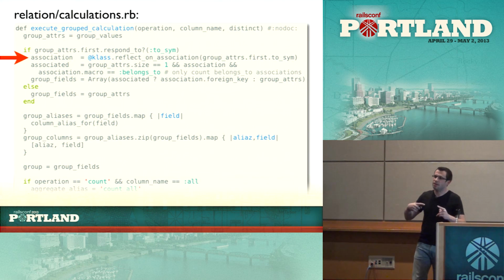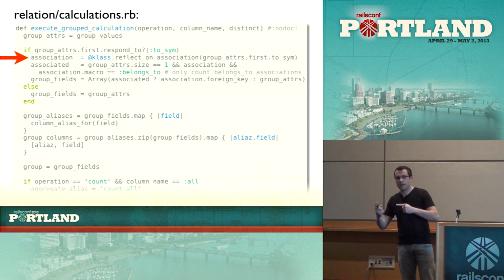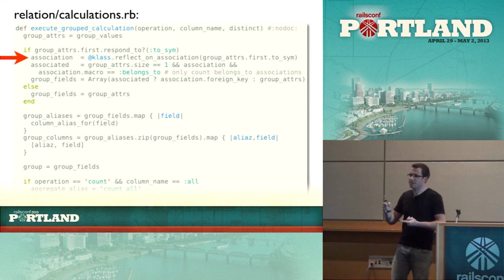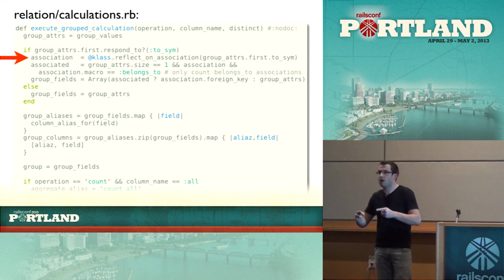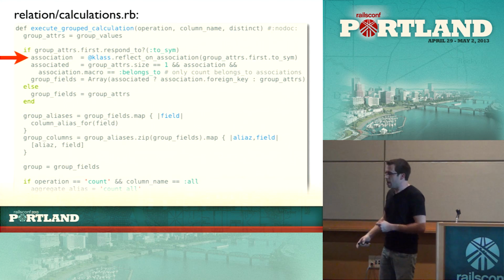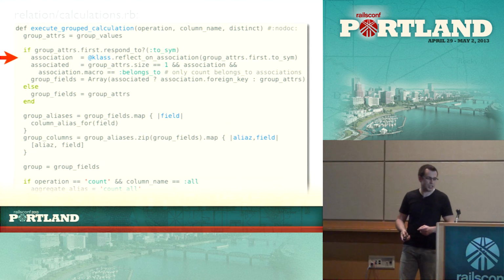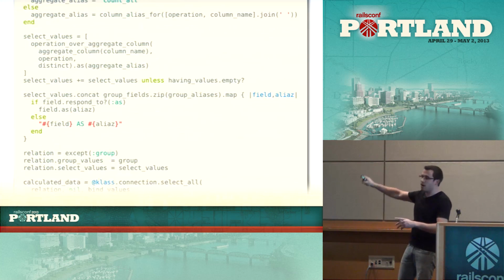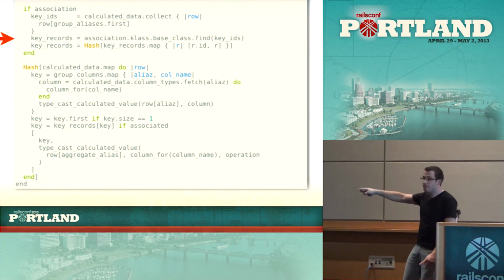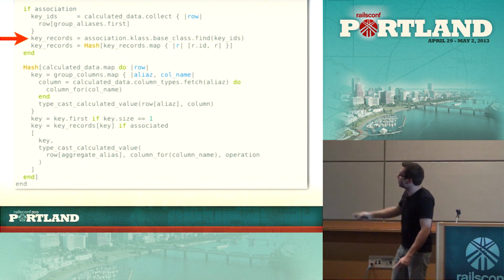And if the thing that you are grouping on is only one thing, and if it's a string or a symbol, it happens to match a belongs to association on the thing that you're now counting, what you do is you find out what the association is, and you hold on to it. And then you go all the way down here. This is all one method, by the way. Did you get all that? I hope you read that. There's going to be a test later.